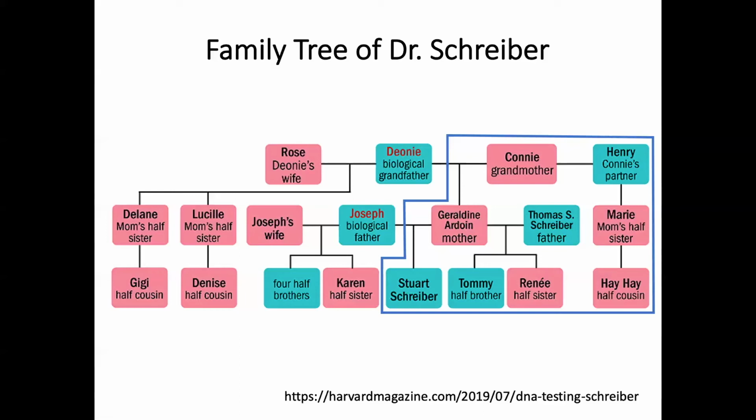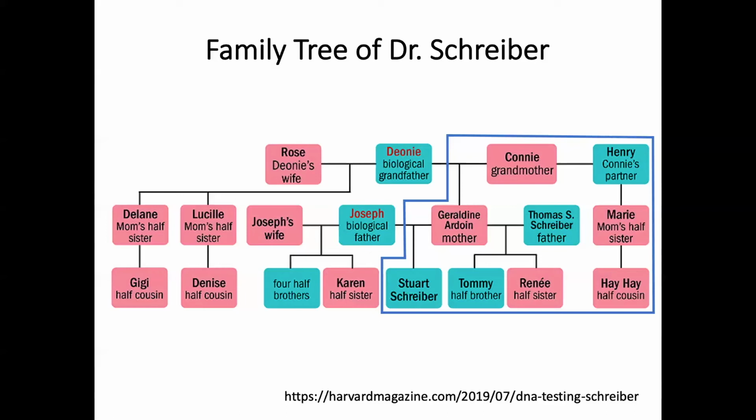So the people in the blue shape are the ones Dr. Schaber initially knew, and the people outside were the new relatives he found through this genetic searching. So this is what a surprise it was when I saw this story.